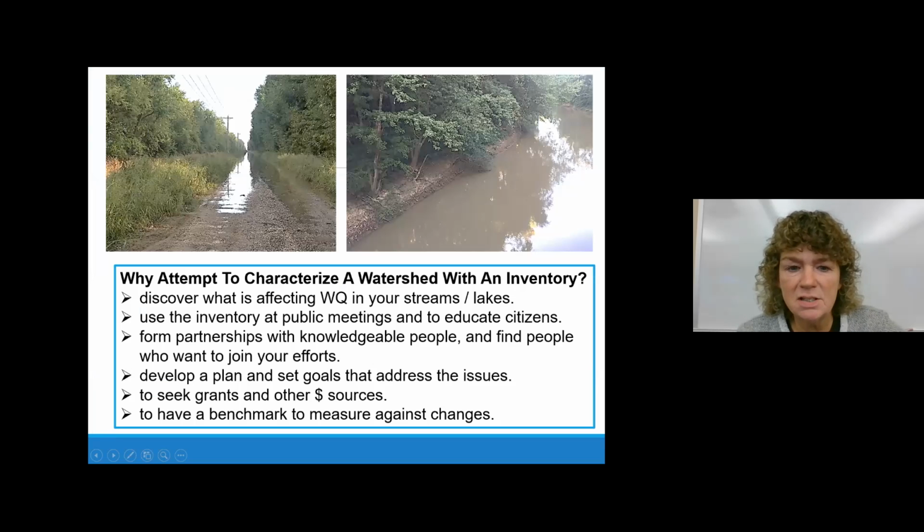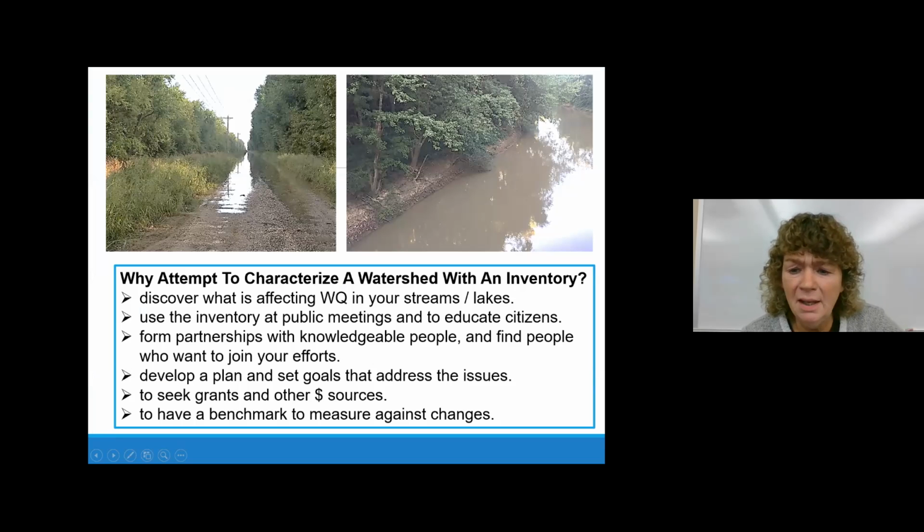And so I wanted to just start off with why do we even start an inventory? It's a way to discover what's going on, what's affecting. It also can be used as a tool that you can bring to the public to educate citizens, to talk with your county commissioners about. And also is a great way to form partnerships. Hey, you know this place? We know this place. We both enjoy this place. Let's join efforts in helping this get better.